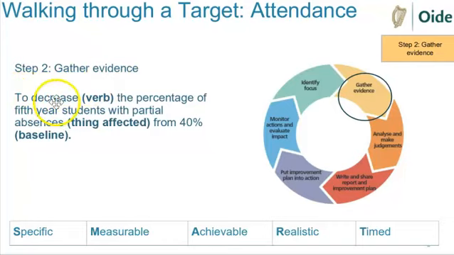So we had to decrease the percentage of fifth-year students with partial absences, and we're going to add on now from 40%. So to decrease is the verb. The percentage of fifth-year students with partial absences is the thing affected, and from 40% is the baseline. So reminder that targets have to be SMART. SMART stands for specific, measurable, achievable, realistic, and timed.